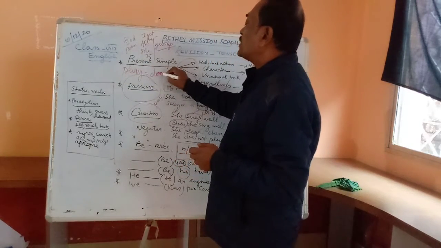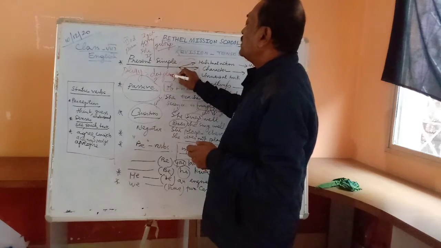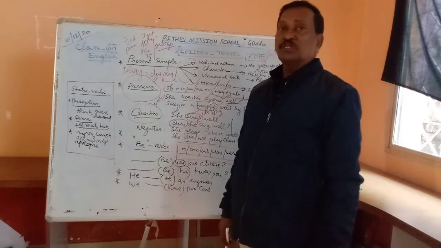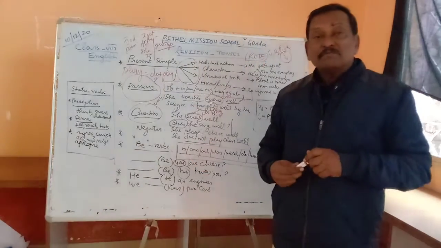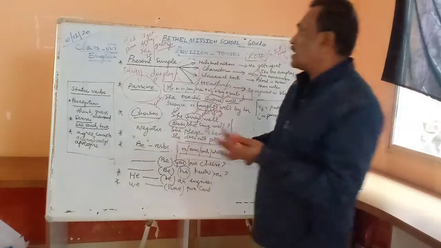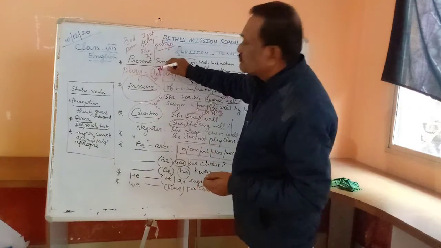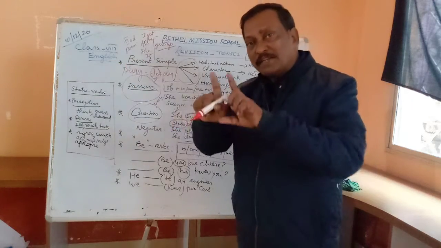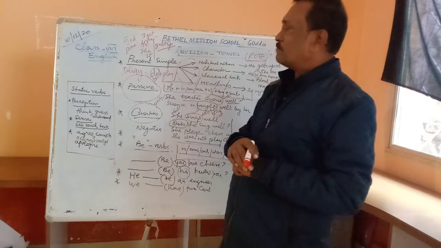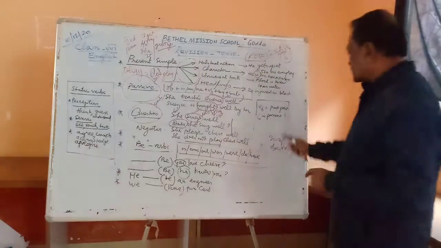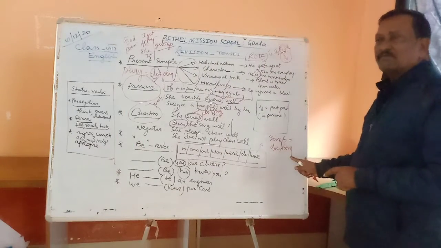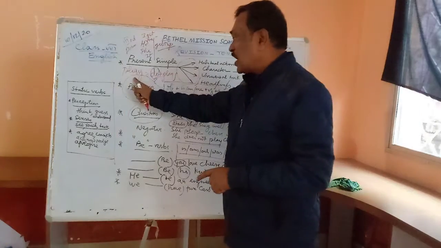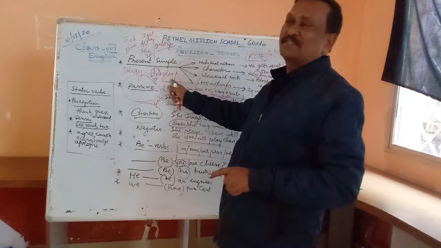Play. Do plus play. Do is already hidden there. And play. So I play chess well. I do not play chess well. Do comes. I goes with do. He plays chess well. He does not play chess well. So when there is S, does plus V1. When there is no S, do plus V1.